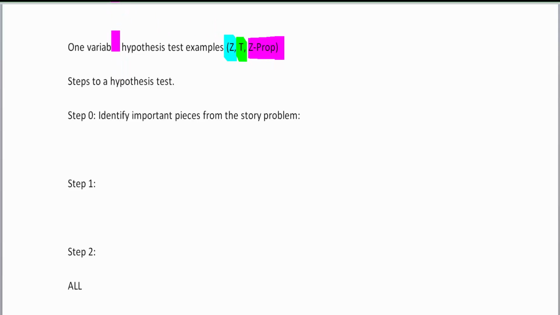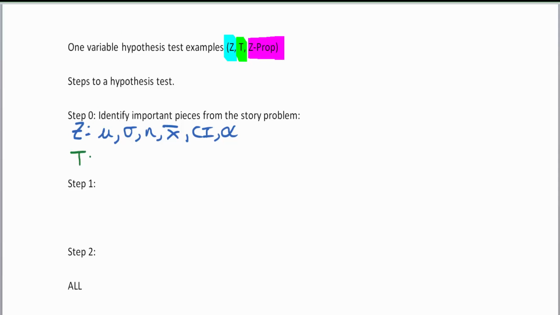So when you read the hypothesis test, you're going to look for important pieces of the story problem. I call this step 0 because it's actually not part of the hypothesis test process, but it gets you ready for it. So our z means we are going to look for our mu, our given standard deviation, sample size, the average of our sample, and we should look for the confidence interval, or alpha. If we have one of these two, we can find the other.